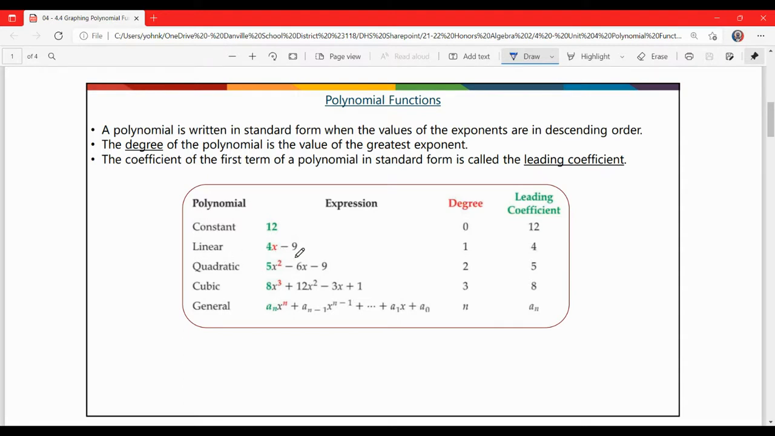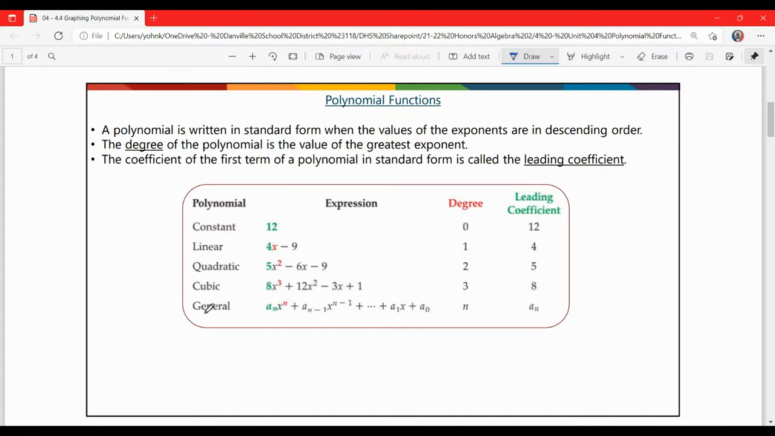Notice that in descending order, the highest exponent is a 2, therefore the degree is 2, and the leading coefficient is 5. In a cubic, you're going to have a highest exponent of a 3, and so the degree is 3, and the leading coefficient is 8.